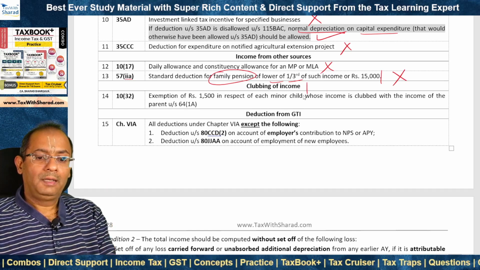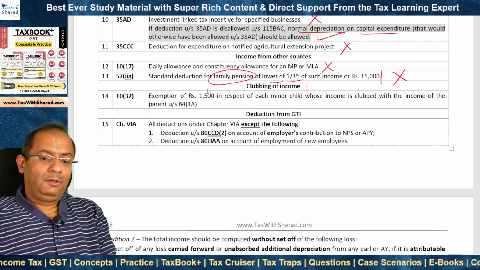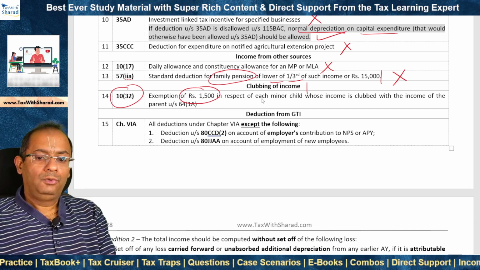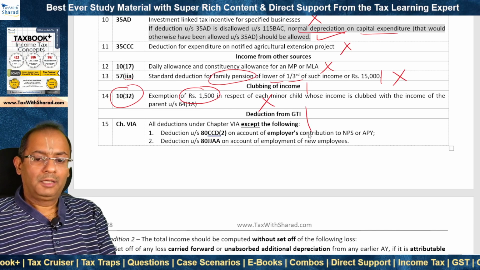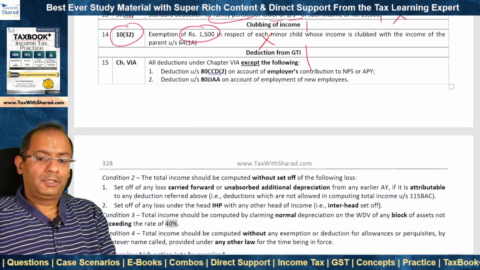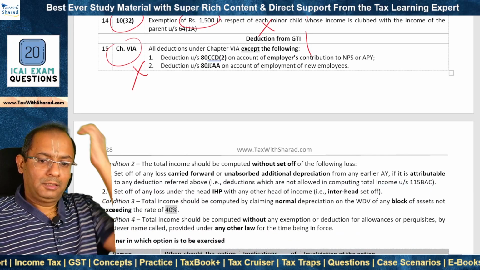What about clubbing of income? In respect of income of minor child, exemption of rupees 1,500 per minor child under section 10(32) is not allowed. What about deduction from gross total income? No deduction is allowed except for two deductions. Only two deductions are allowed.